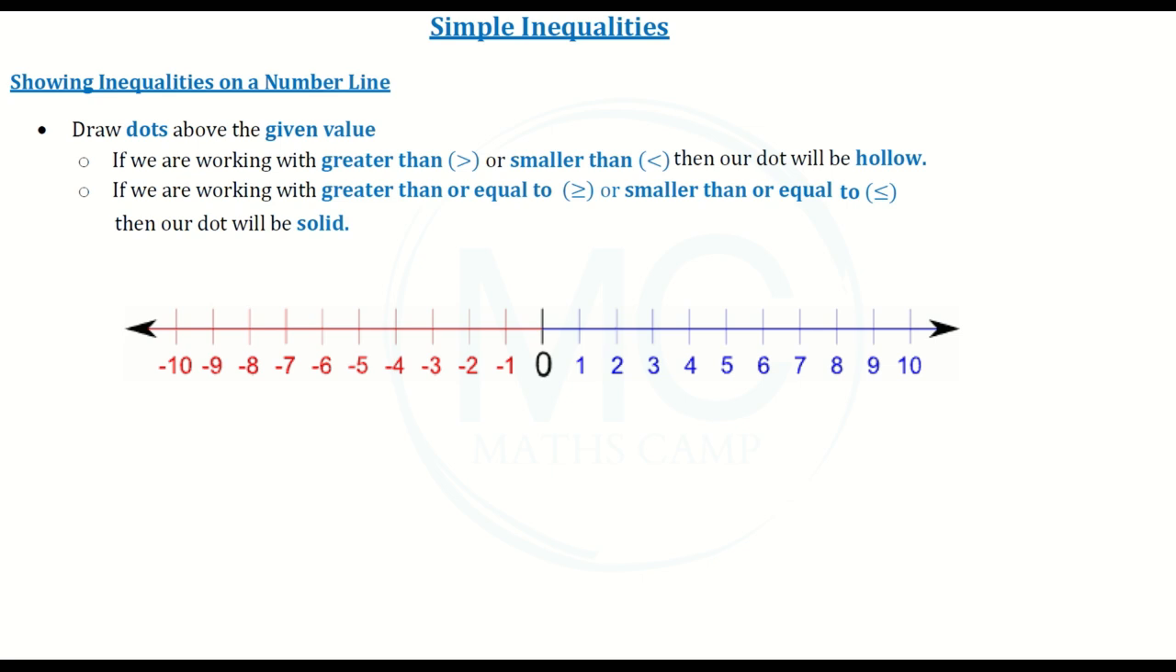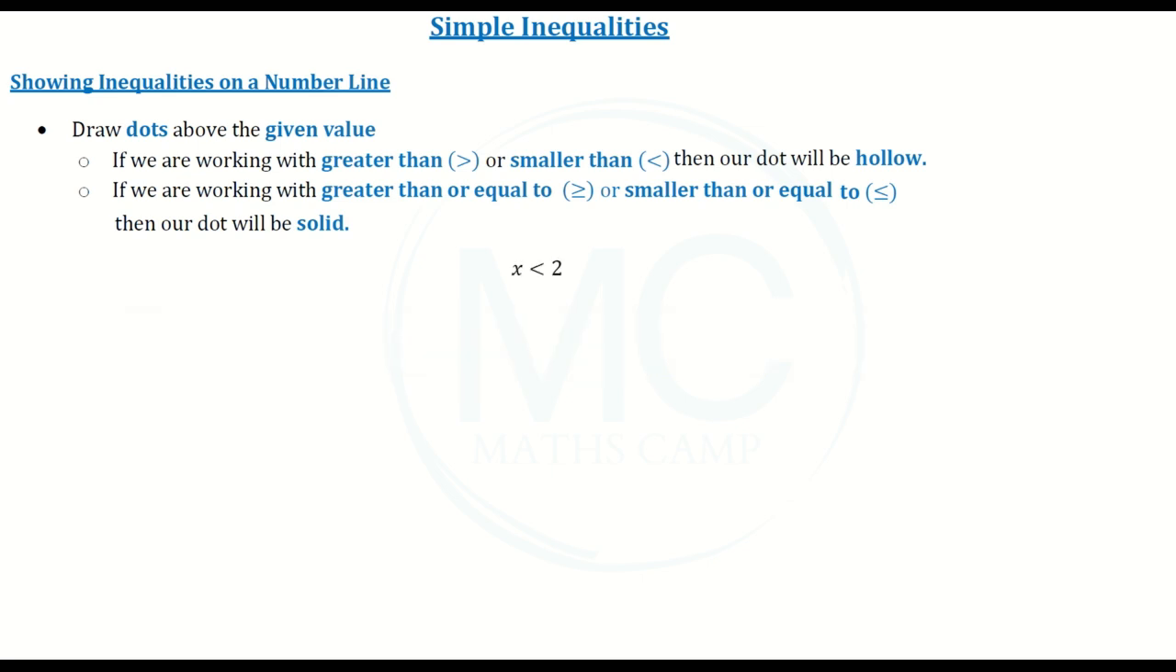Let's look at an example. X is smaller than 2. Let's start by drawing our number line. Here we have x is smaller than 2. 2 is our given value, so we need to put a dot above 2 on our number line. We can see that x is smaller than 2, so we use a hollow dot. This inequality tells us that x is smaller than 2. That means that x can take on any value that is smaller than 2. Every value between 2 and negative infinity.